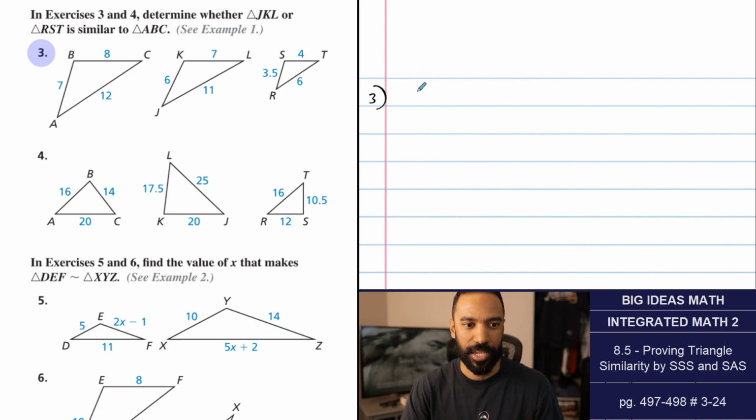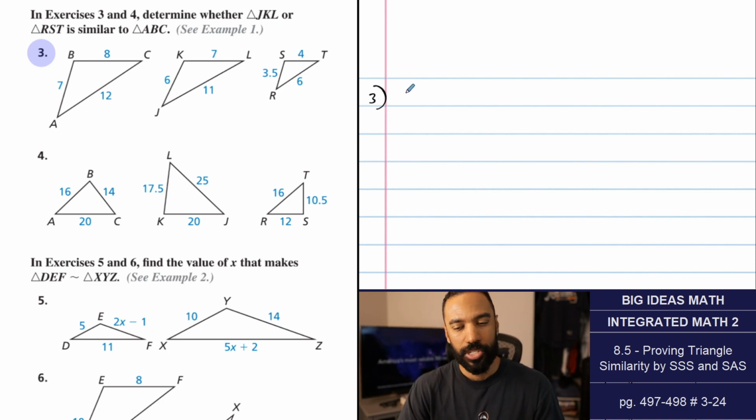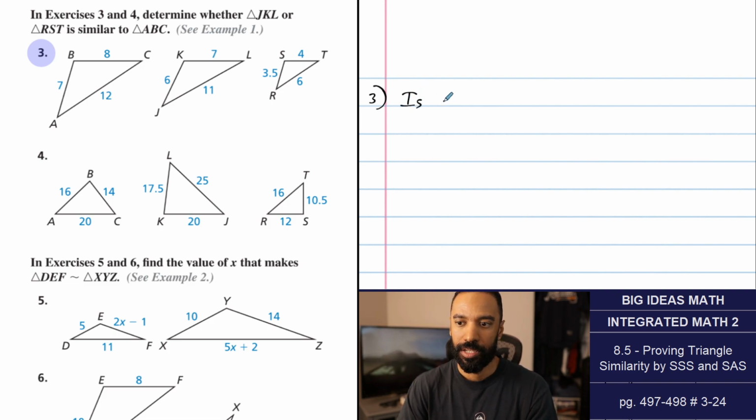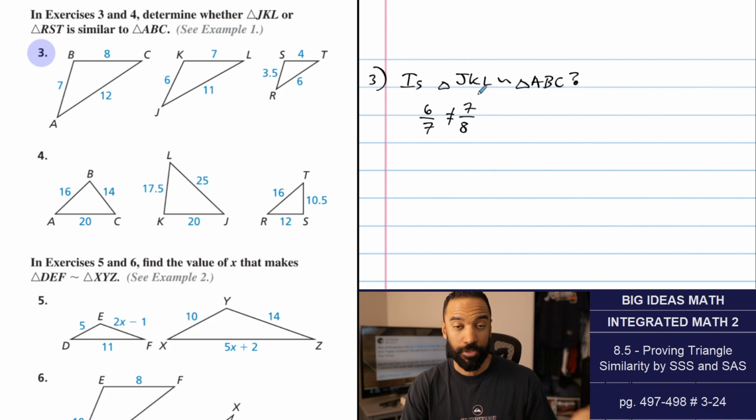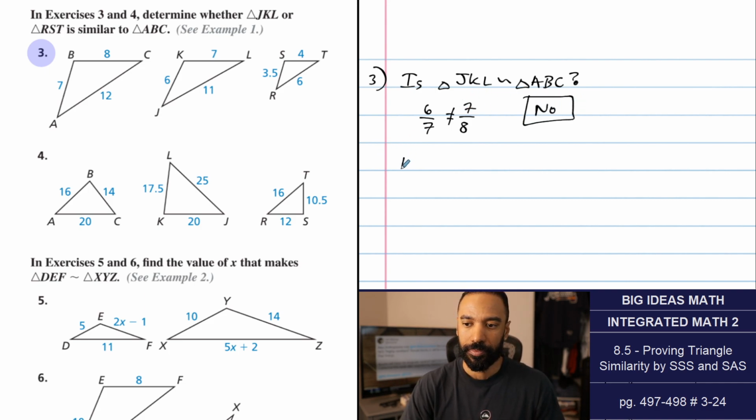So we're going to check and see if, I'm going to write, is triangle JKL similar to triangle ABC. So we're going to test JK to AB, that is 6/7. Let's see if, and that's 6/7 literally. And then we get 7/8 for this next set there. Those are not the same. I don't know if you're aware of that, but those are not the same. So no for those two.